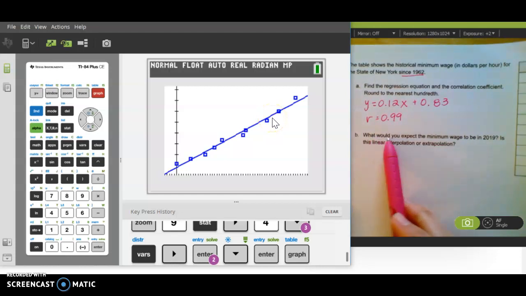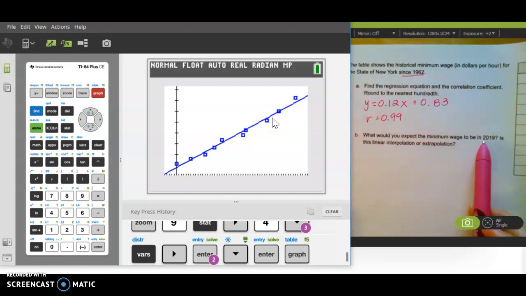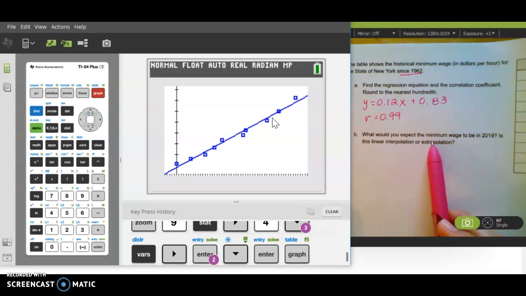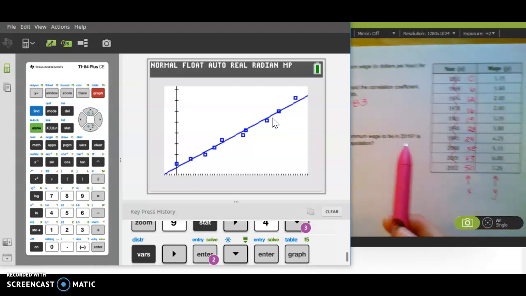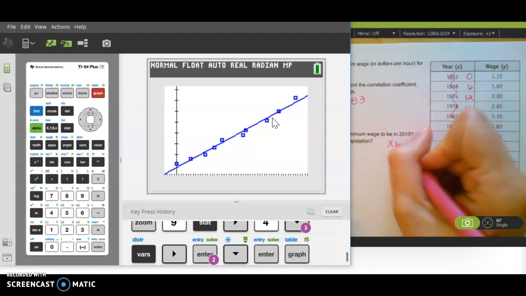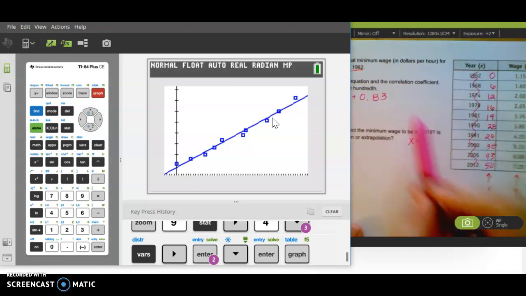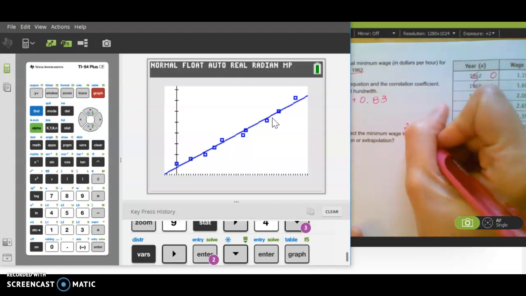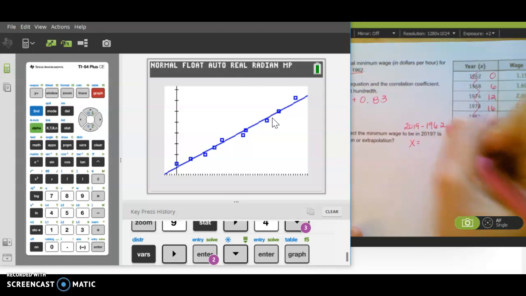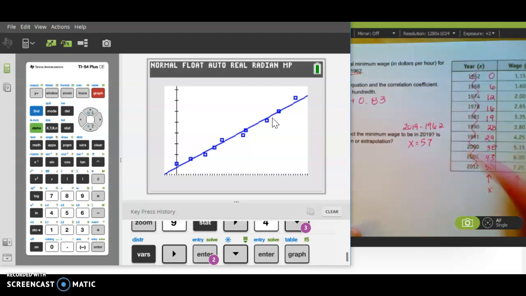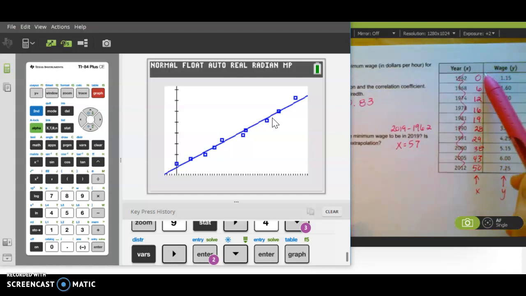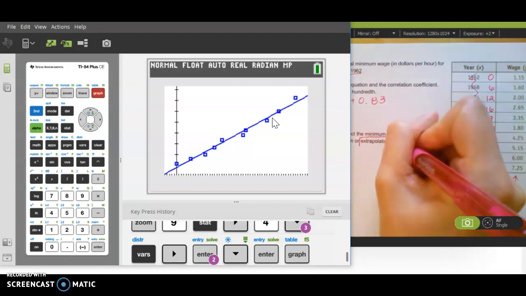Now we want to know, what would you expect the minimum wage to be in 2019? Is it interpolation or extrapolation? All right, 2019, is that going to be an X or a Y value? That's an X value, but remember how we found these numbers. We took the 2019 and we found how far away it was from 1962. So that means we want to do 2019 minus 1962, and that's going to give us 57. So we're looking for the X value of 57. Is that interpolation or extrapolation? Well, we looked at the years from 0 to 50. 57 is outside of that, so that means we are going to extrapolate.